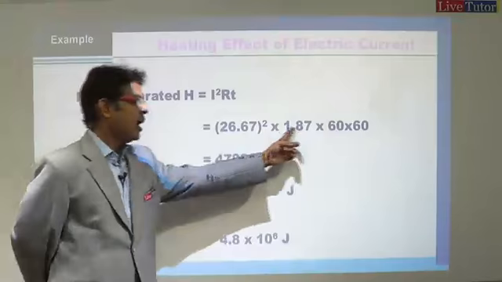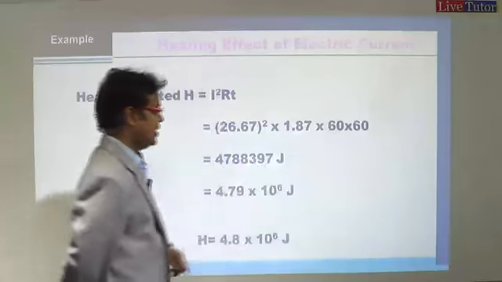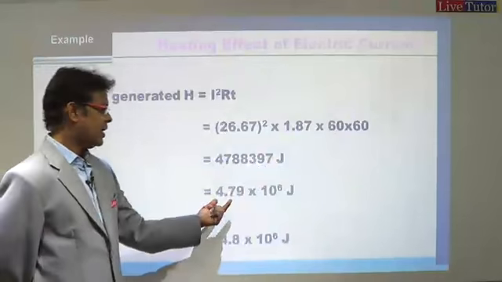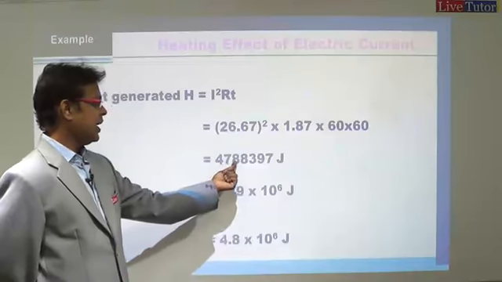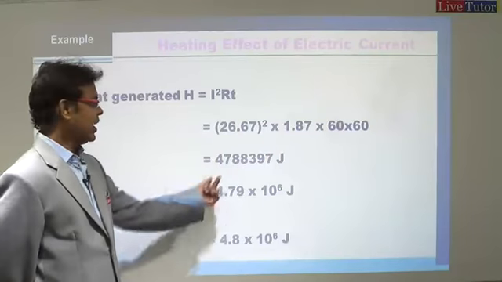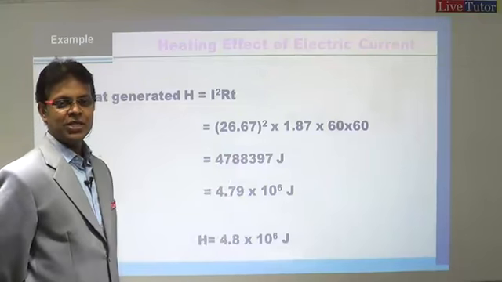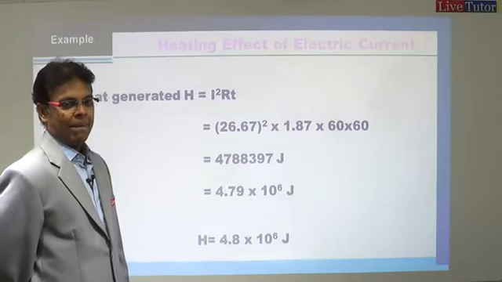I square R into time, again in terms of seconds, 60 into 60. So by using this, we can get the value as 4.788397 joules. Such a big answer. If you keep on multiplying in the exam, you will lose almost 15 minutes, isn't it?